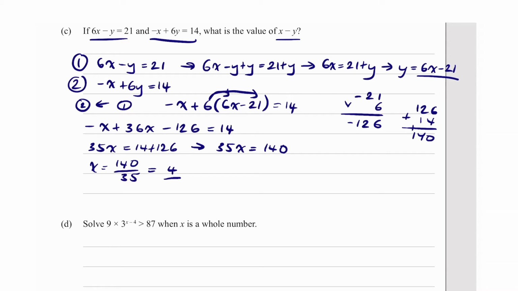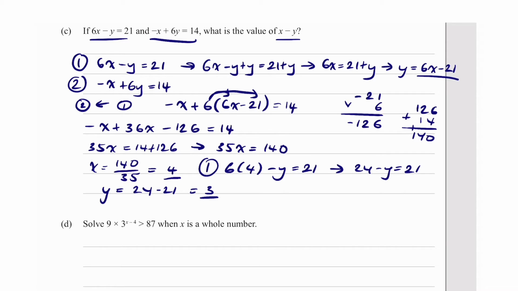So we've got a value of x. Now we need to find our value of y. We can substitute x into either equation, and that's going to give us a value of y. So I'm going to put it into equation 1. So 6 times 4 minus y is equal to 21. 24 minus y is equal to 21. So y is equal to 24 minus 21. So y is equal to 3. So we've got a value of x and we've got a value of y. So x minus y is the same as 4 minus 3, which is equal to 1. And that's our final answer.